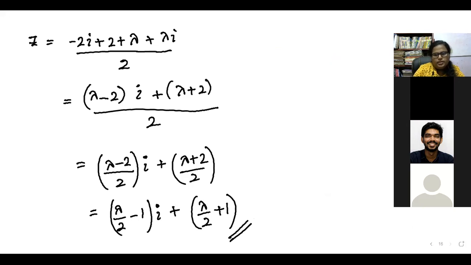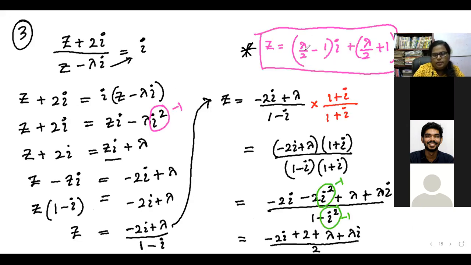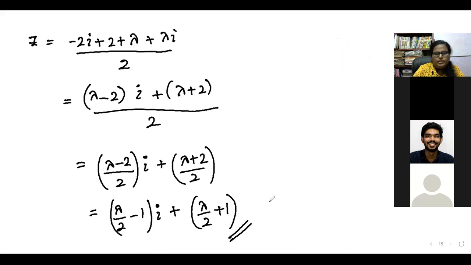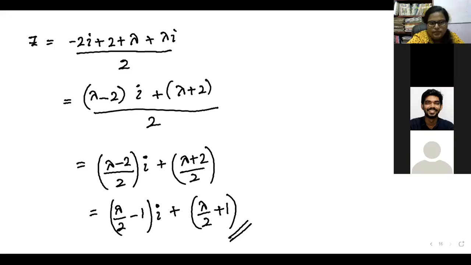So this is the result that we have to prove here: lambda over 2 minus 1 into i plus lambda over 2 plus 1. So in this case, we have only simplification. Otherwise, there is nothing special in these complex numbers, but you have some long simplification here. So we have proved this result. So let me show you the next part of this question 3.